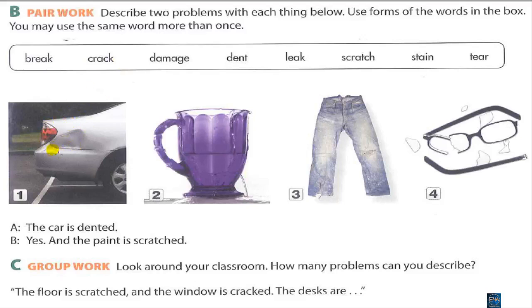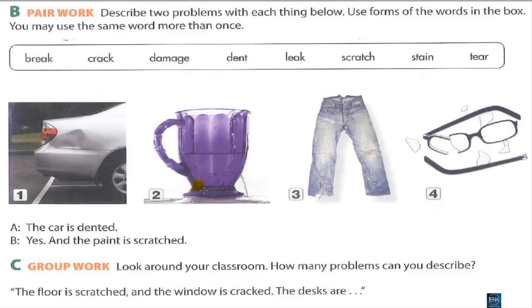Like number one, look at the picture. What do you see? This is a car and the car is dented. Example: the car is dented. And the paint is scratched. The car is dented and the paint is scratched.